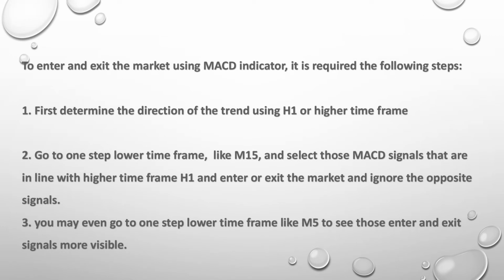To enter and exit the market using the MACD indicator, the following steps are required. 1. First, determine the direction of the trend using H1 or higher time frame. 2. Go to one step lower time frame like M15 and select those MACD signals that are in line with the higher time frame H1 and enter or exit the market, and ignore the opposite signals. You may even go to one step lower time frame like M5 to see those enter and exit signals more visible.